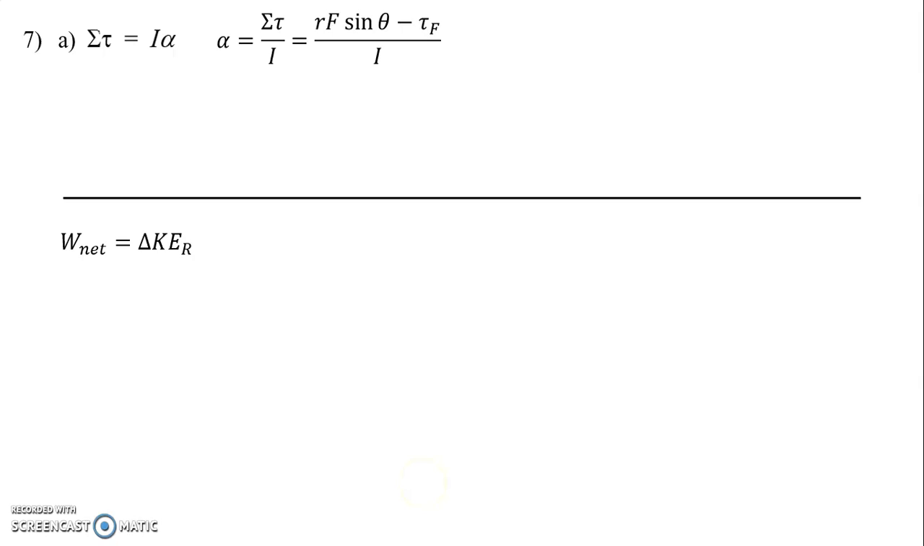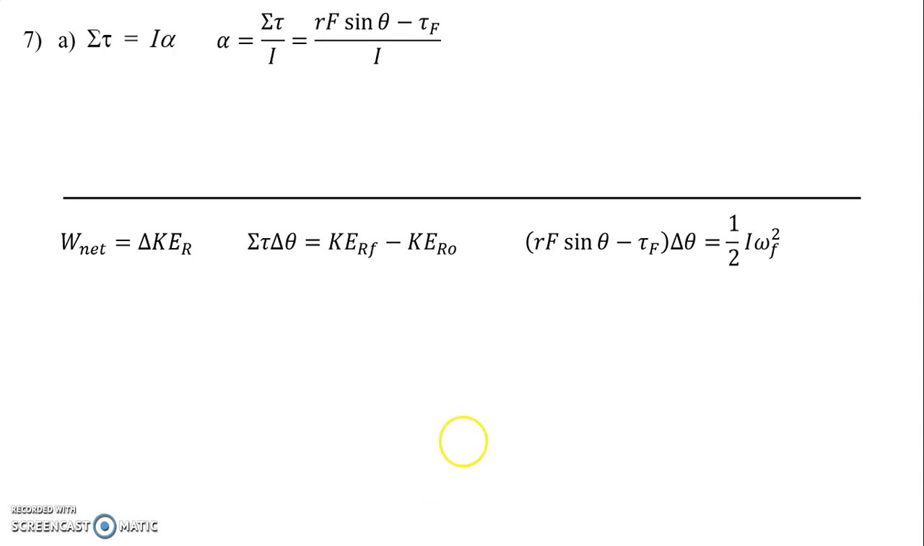Net work, in a rotational sense, of course, is sigma tau times delta theta, and we can split up the rotational kinetic energy change into final minus initial. The wheel starts from rest, so really the initial rotational kinetic energy is going to be 0. Again, sigma tau is going to be the difference in the torques, the torque from Bob's pull, RF sine theta, minus the frictional torque. And we can replace rotational kinetic energy with its equation, 1/2 I omega squared. Again, we're only going to look at the final kinetic energy because it starts from rest, just like we saw in the video.